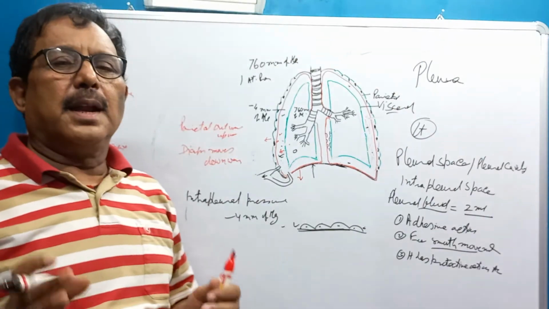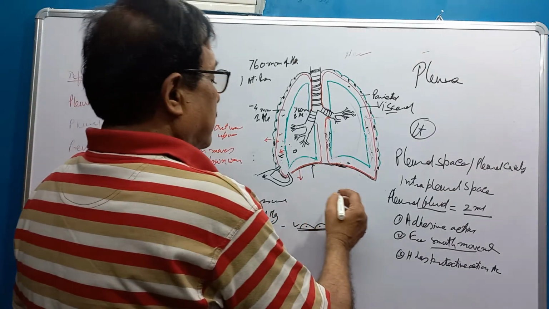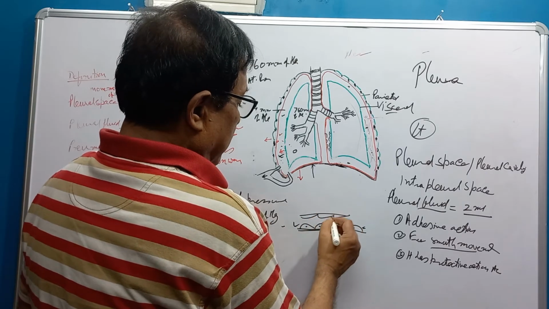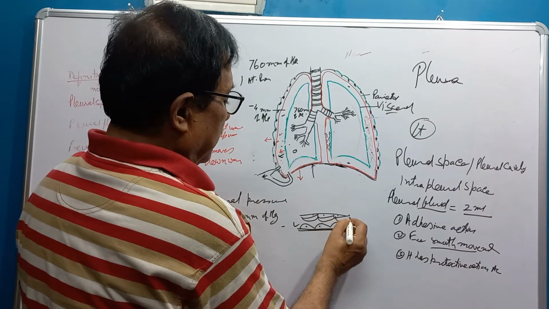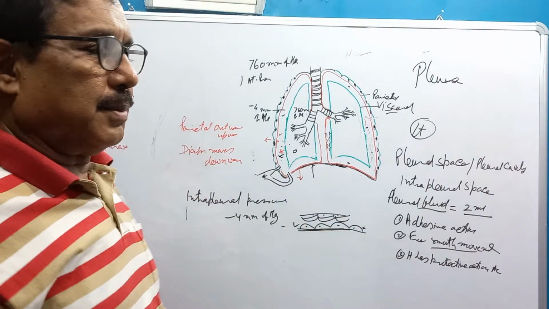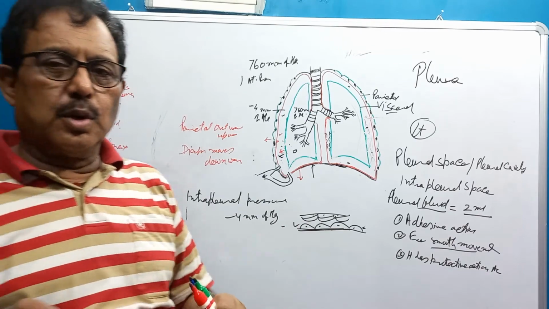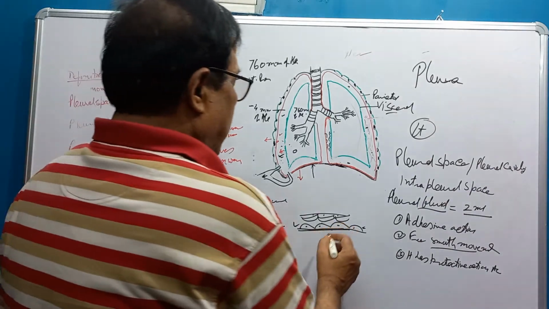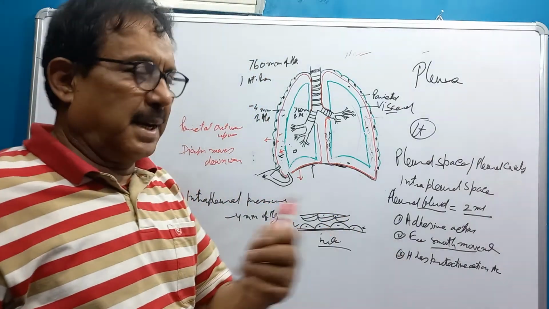this is single layer mesothelium. Pleurisy, that is inflammation of pleura. Inflammation of pleura is known as pleurisy, and in this case the parietal and visceral layers become inflamed, and during movement of respiration they rub against each other. There is no smooth movement. They will rub against each other, causing irritation of the nerve endings in the parietal pleura.